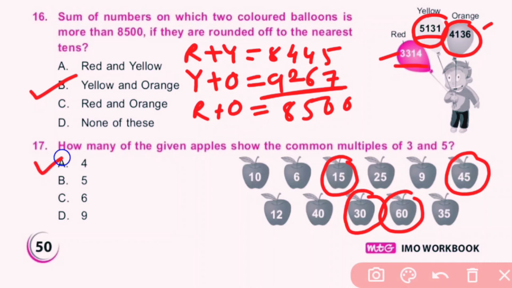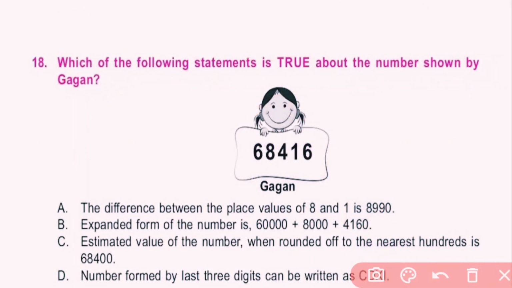Option A is correct. Question number 18. Which of the following statements is true about the number shown by Gagan? Option A. The difference between the place value of 8 and 1 is 8990. The place value of 8 is 8000 and of 1 is 10, so it is a false statement.